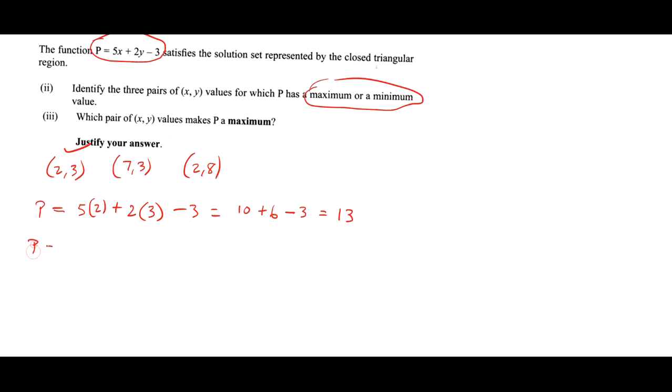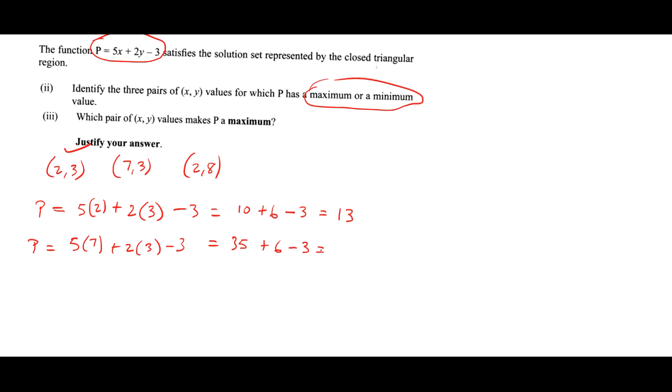Now we need to find the value of p again using the second coordinate. So it'll be 5 by 7 plus 2 by 3 minus 3. 7 5s are 35, plus 3 2s are 6, minus 3.